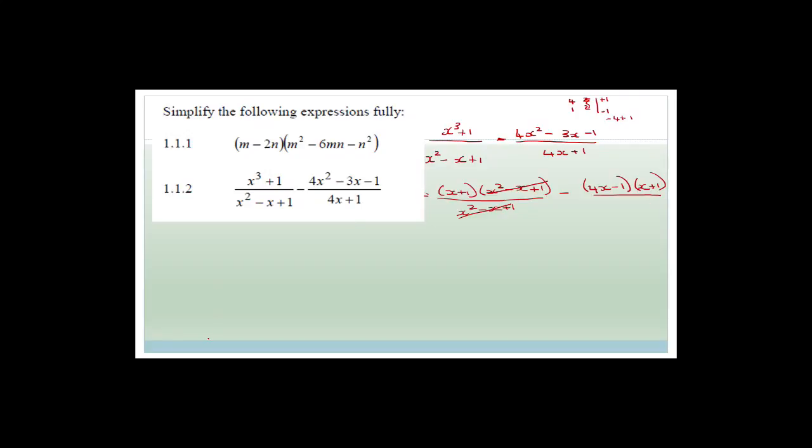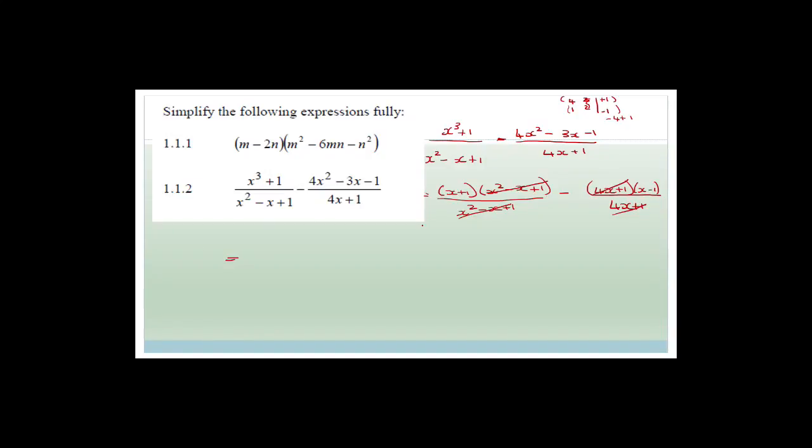Oh, I'm sorry, I'm making a mistake. You write it from left to right. Sorry, I don't know what I was thinking. So you write it from left to right, so it becomes 4x plus 1, and then x minus 1, all over 4x plus 1, and then these two cancel.